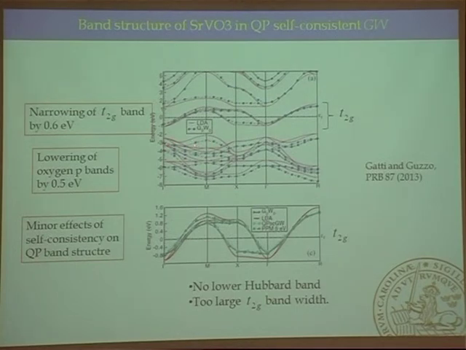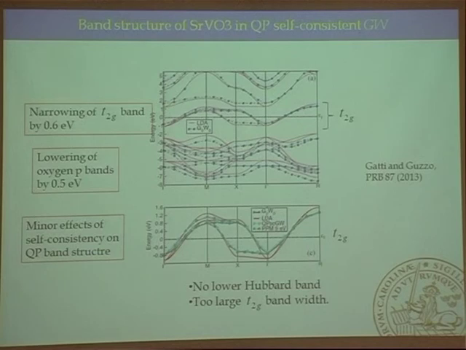So I believe LDA is too high, so there is a lowering by about half an eV when you do GW. So do we understand why for nickel oxide there was not a strong renormalization, but for strontium vanadate we do see some effect on the oxygen? Yeah, that's a good question. It's not so easy to see why there's a narrowing here.